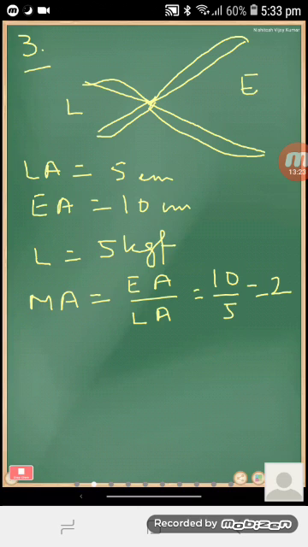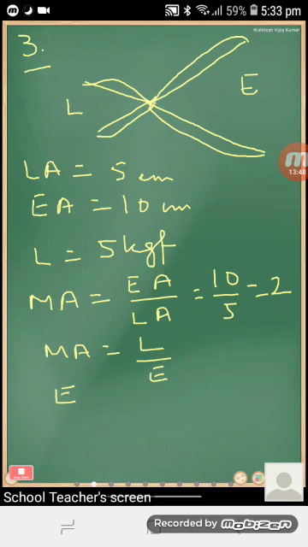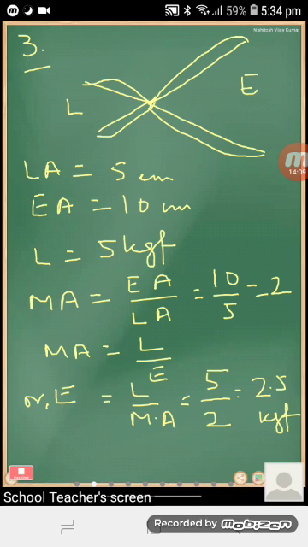Now we have to find out the effort. So once we calculate the mechanical advantage, we can also write down mechanical advantage in terms of load and effort, which is load by effort. As a result, we can find out effort as load by mechanical advantage. This load is given as 5 kgf, mechanical advantage is 2, and as a result this comes out to be 2.5 kgf. Okay, so I hope these 3 questions are clear to all of you. Then we have question number 4.